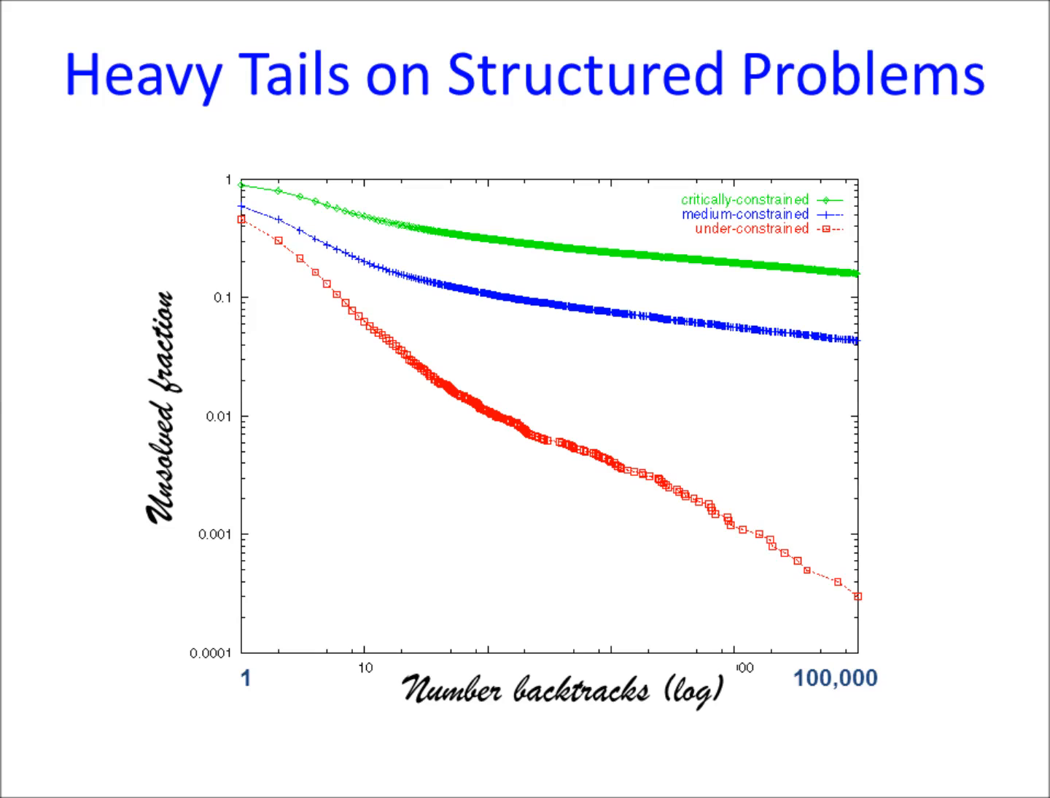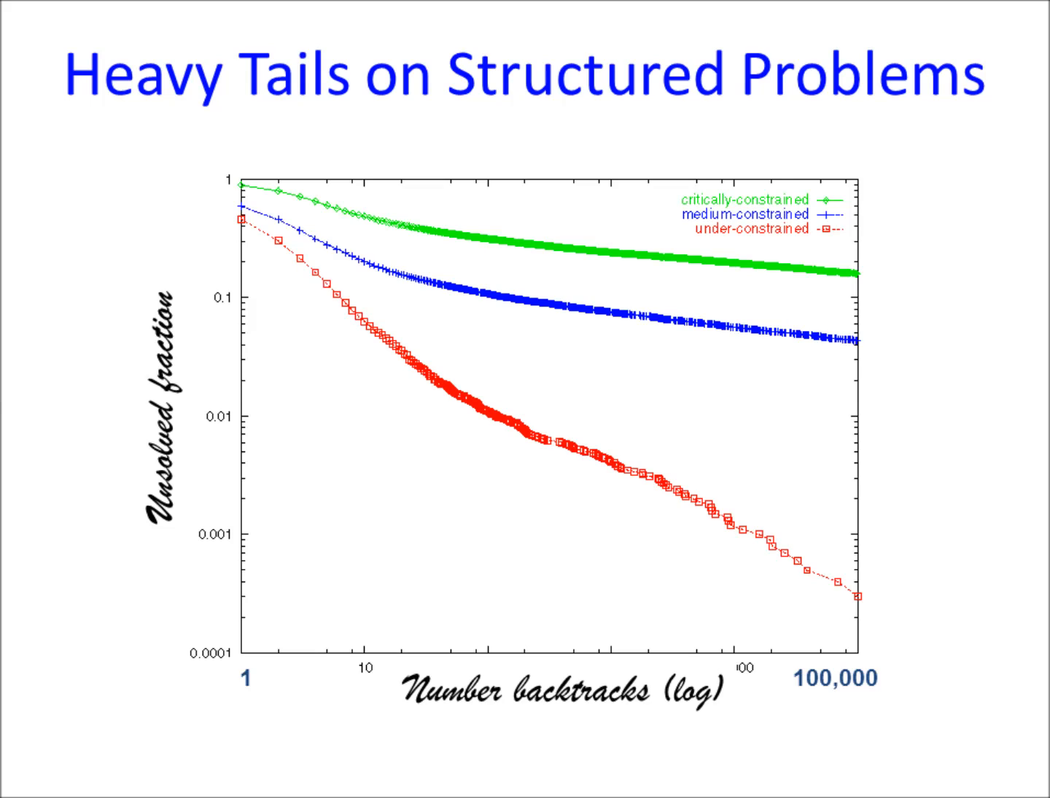Here's an example. Here's a set of critically constrained problems, medium constrained problems, and under constrained problems. And you hope that as you increase the number of backtracks, you will be able to solve more and more problems. So this is the unsolved fraction, so all the curves should go down. If it is under constrained, it will go down fast. If it is critically constrained, it will go down slowly. Fine, we can all expect this. But notice, this is a log scale.